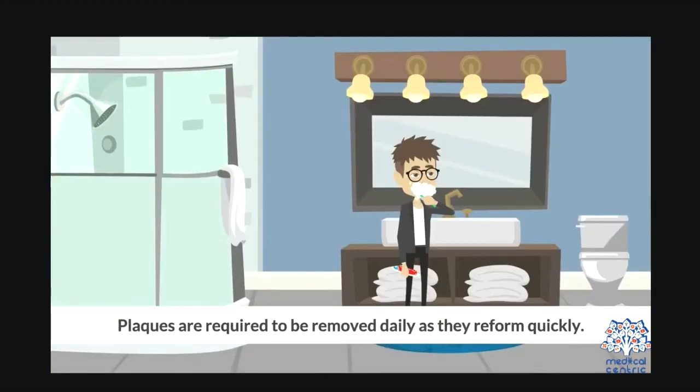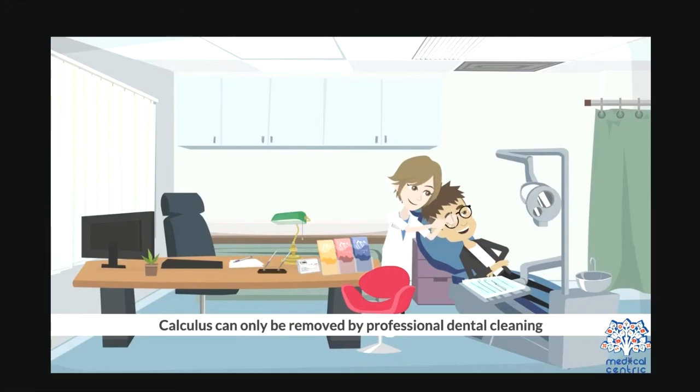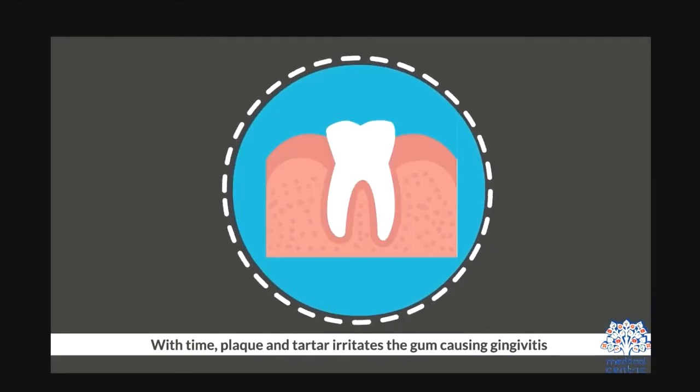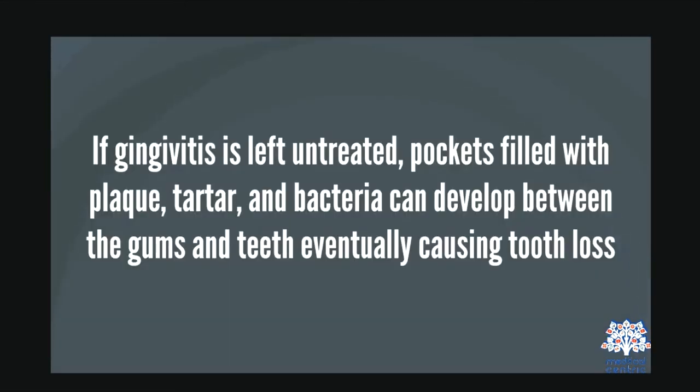Plaques are required to be removed daily as they reform quickly. When not removed adequately, they can harden into calculus or tartar at the base of the teeth or near the gums. Calculus can only be removed by professional dental cleaning. With time, plaque and tartar irritate the gum, causing gingivitis. If gingivitis is left untreated, pockets filled with plaque, tartar, and bacteria can develop between the gums and teeth, eventually causing tooth loss.